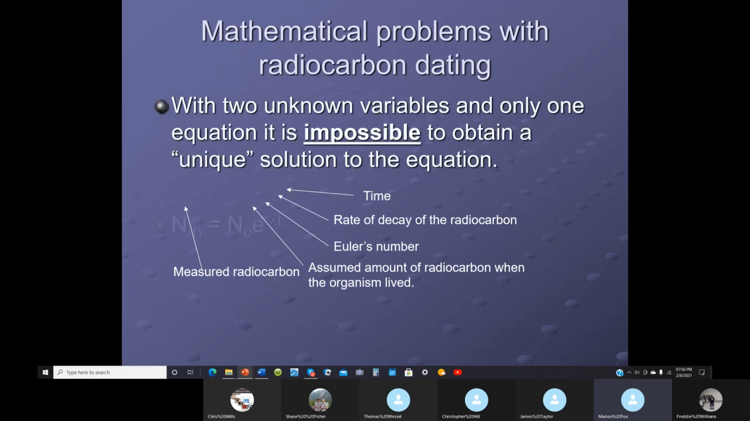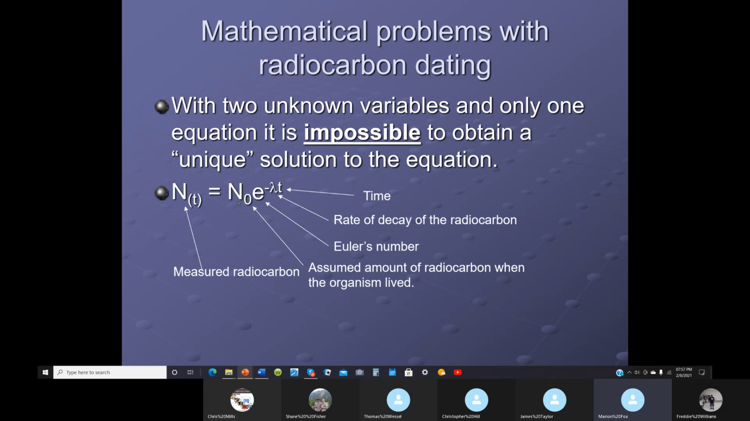Now, I want you to see it. Here's your equation. Here's your measured radiocarbon. Here's your assumed amount of radiocarbon. Notice it's assumed. They don't know what it was. They're not back there 100,000 years or even a million years back or whatever to measure that. In fact, to try to measure anything with radiocarbon more than about 50,000 years is ludicrous because it can't do it. So they can't go back 50,000 years and look at this and see how much was there.